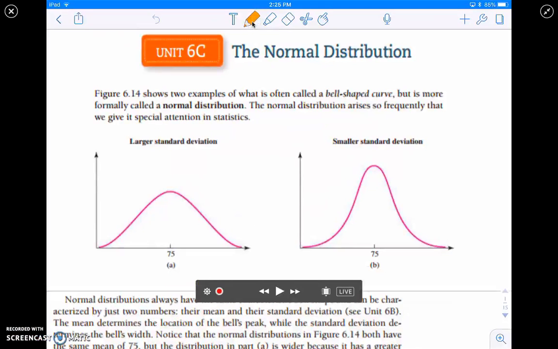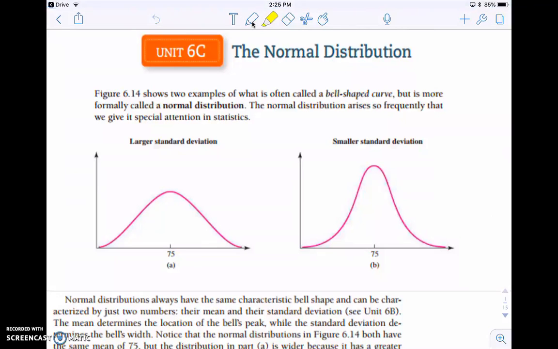All right, this is Unit 6C in Math 1030, looking at the normal distribution. When we look down below here, we have two examples of what is often called a bell-shaped curve, but it's more frequently known as the normal distribution. This normal distribution arises so frequently that we give it pretty close attention in statistics.